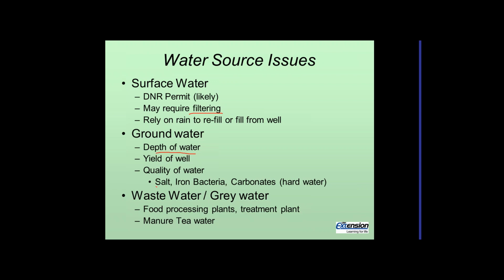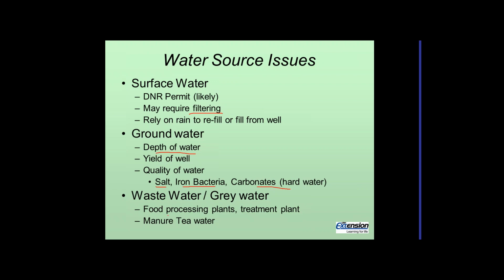And then we have to worry about quality. If we do a lot of irrigation, salts may be a problem. In some parts of Wisconsin, iron bacteria is a problem, and then hard water. Basically, if we're in limestone, which we have a good bit of in Wisconsin, that can cause some issues.